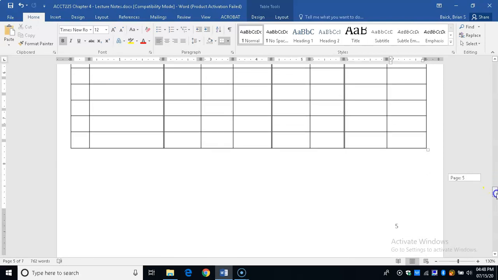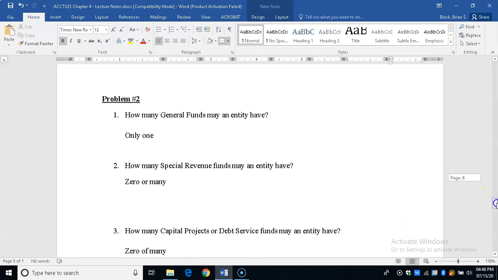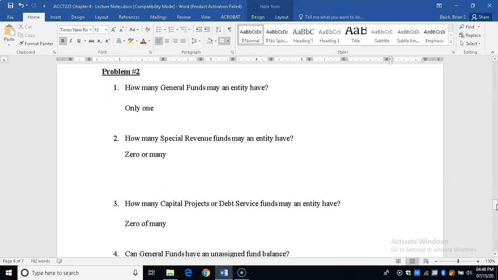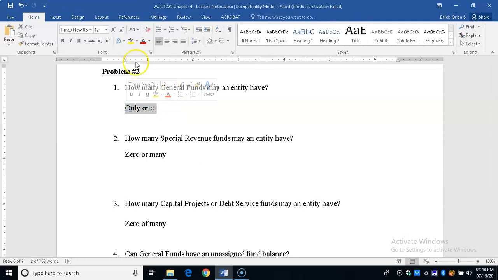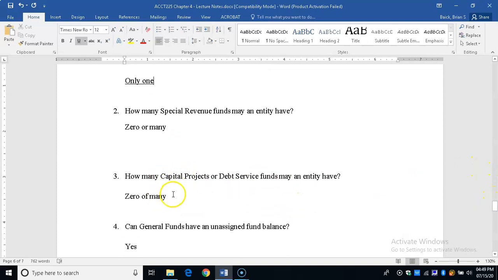Okay, finally, I have a couple of random questions for you. I put the answers here so you can do these yourself. The one thing I'm going to point out is that there's only one general fund. There's only one default general fund. Everything else, there can be more than one or there can be zero, right? So special revenue fund, if I don't have any special revenue things going on, it could be zero, or I could have like 5 special revenue funds. If I'm building 5 bridges, I could have 5 capital projects funds.